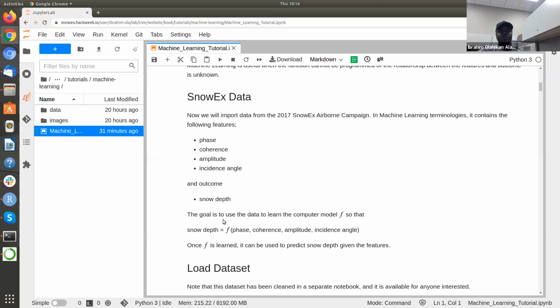So the goal is to use the data set we have to learn the computer model F such that you have snow depth as a function of the independent variables or the predictors, such that once you have learned the function or the machine learning algorithm, it can be used to predict the snow depth given the features. In other words, machine learning is really concerned about how to form this F, which is just the machine learning algorithms or the models that predict our snow depth given the features.